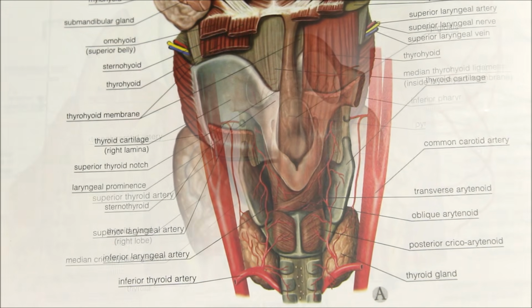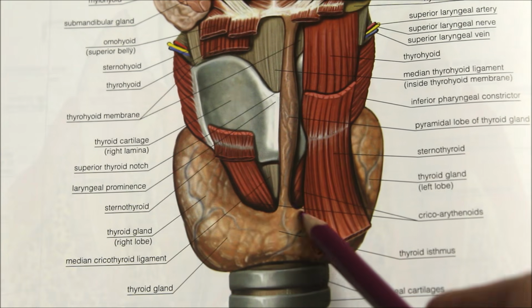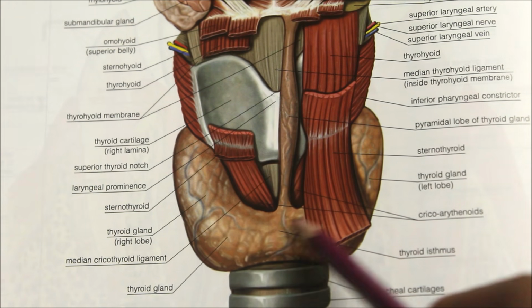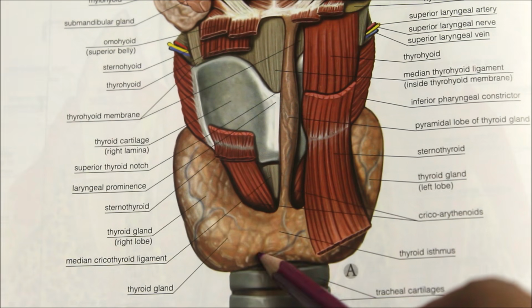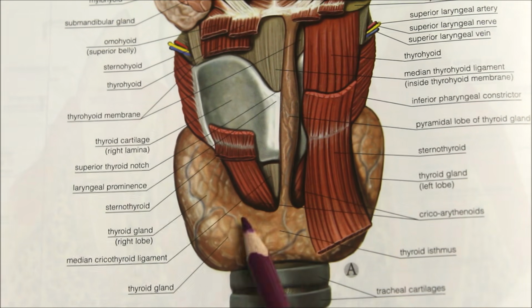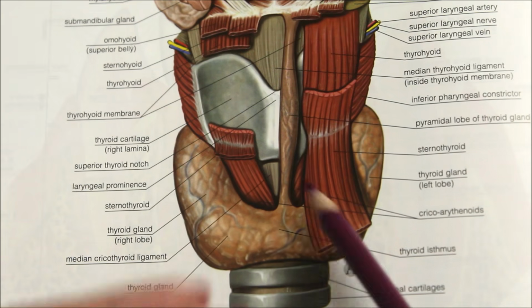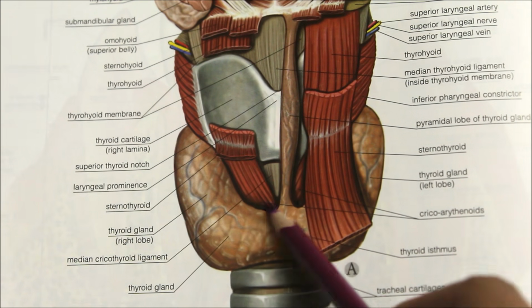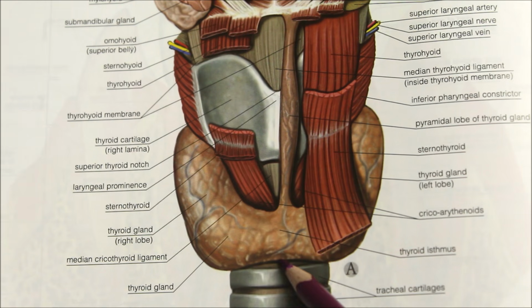Now, looking at the features of the isthmus, it connects the lower parts of the two lobes, as you can see right here. It has two surfaces, that is the anterior and the posterior surface behind. It has two borders, the superior border and the inferior border.